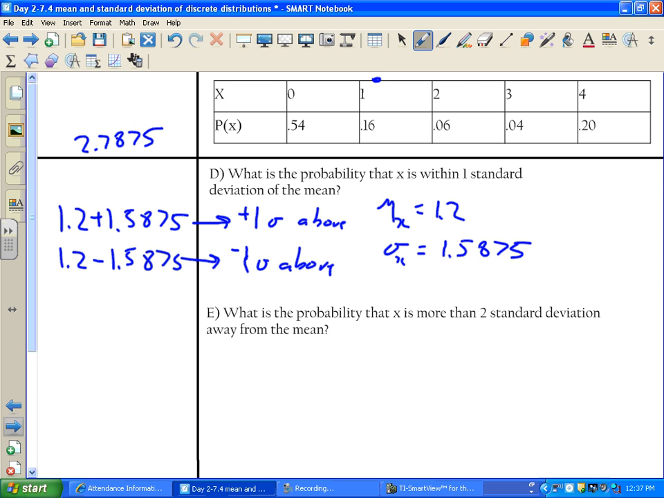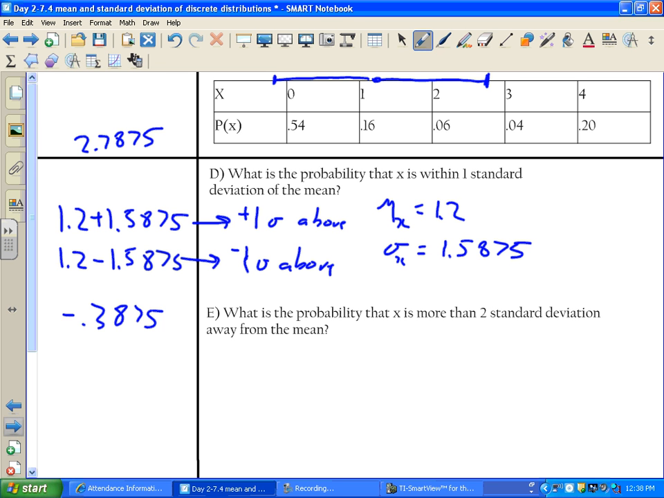2.7875. So for me, I'm looking at the number line again. 2.7875 gets me to about here. It doesn't have to be perfect, but that just helps me make a visual. One standard deviation below, that's going to get me to what? Negative 0.3875. And so that's going to get me below 0. Agree? And so again, I just need to get rough estimates because this helps me understand what's happening.